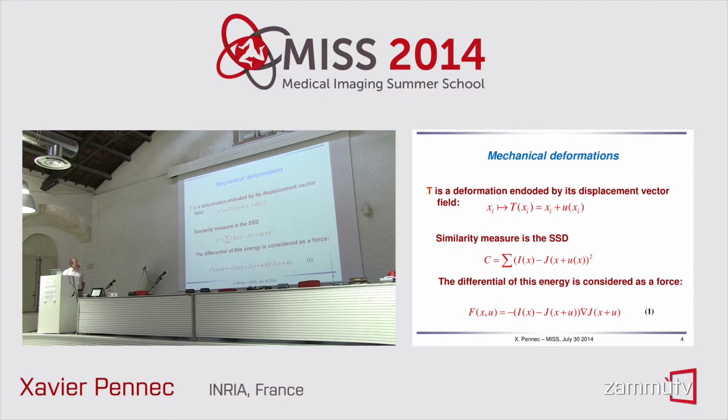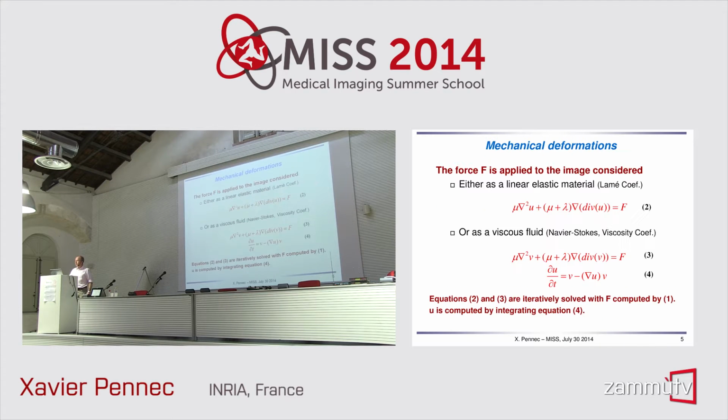And then the idea at that time was to take the gradient of that, and since we want to put it in a mechanical system, we're going to consider that the gradient of that similarity is a force. So in our case, we get the force, which is just the gradient of this. And now we want to compute how the body is moving under this force. If we take an elastic material, then the differential of the elastic energy is just this, and we have the equilibrium if we solve this equation.